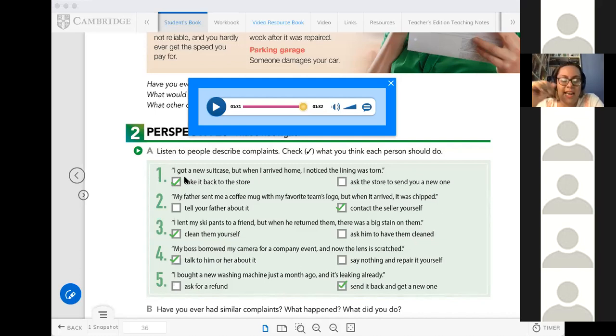Please repeat the question. I lent my ski pants to a friend, but when he returned them, there was a big stain on them. Now, what would you do? Clean them yourself or ask him to have them cleaned? Ask him to have them cleaned. Why? I'm not sure if I can do it fine.